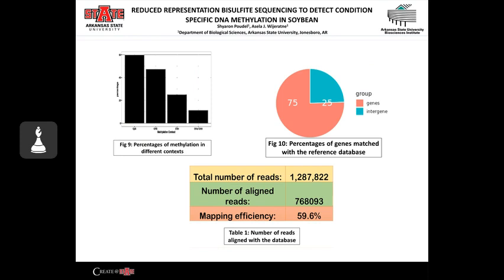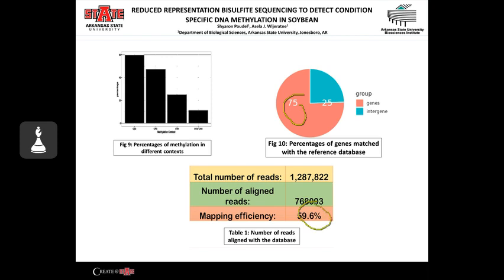So let's move towards other results we obtained after aligning, or we can say comparing, our sequence with the database online. In figure number 9, we can see that high methylation was observed in cytosine guanine dinucleotides, followed by CHG, CHH, and CHN contexts, H being nucleotides other than cytosine. And in figure number 10, it shows that 75% of genes from our sequencing method were matched with the database. And also in table number 1, we could see that 59.6% of reads were aligned with the database.